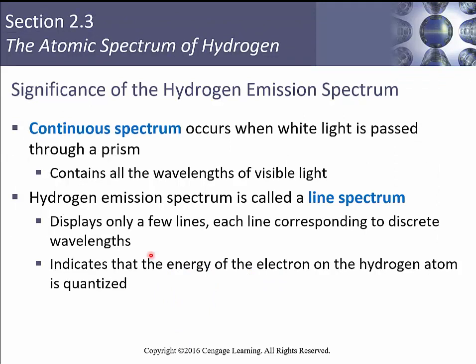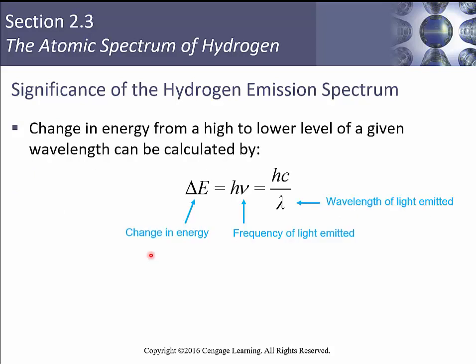This indicates that the energy of the electron on the hydrogen atom is quantized. So that's where our quantizing is coming from when we're talking about emission spectrum. It's how each of those steps is going to be discrete, and it's always going to be the same. The change in energy from a high to lower level of given wavelength can be calculated by E is equal to h nu, or h times c over lambda.